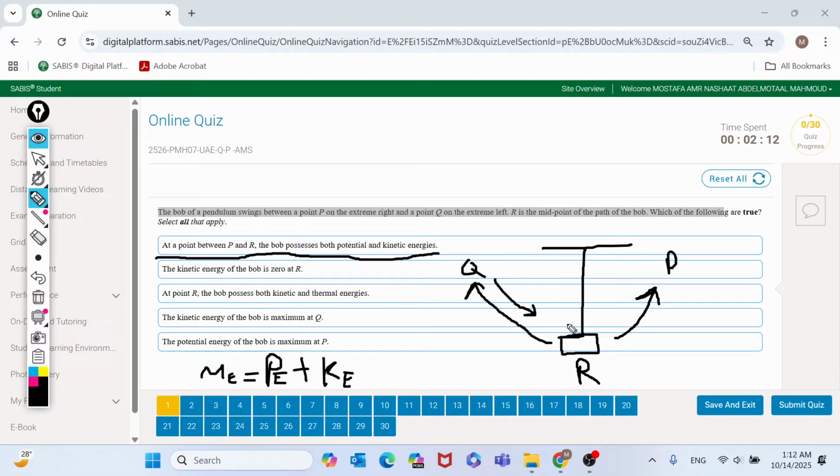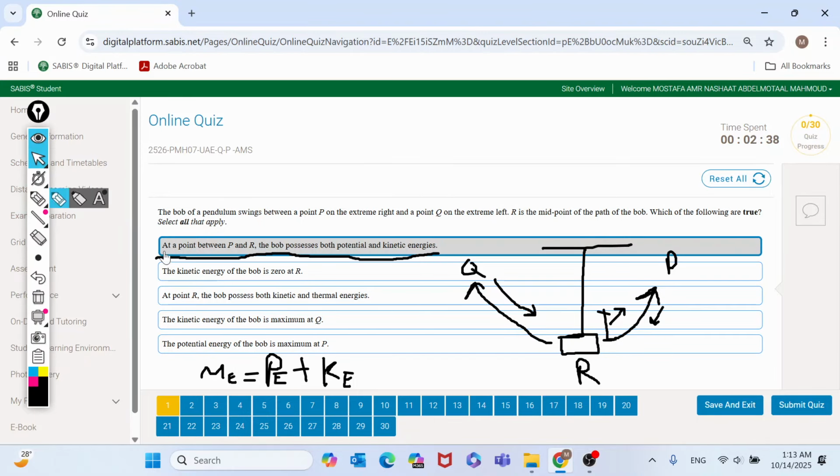Okay, so at any point between P and R, this is P, this is R, the bob possesses both potential and kinetic. So let's say it's going up, so it has speed, that's why it's going up. And it's up a bit, so the gravitational potential energy is going to be this much, the amount it went up. And also if it's going down, it's going to be the same thing. So yeah, that one's correct.